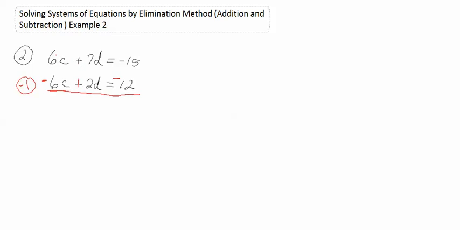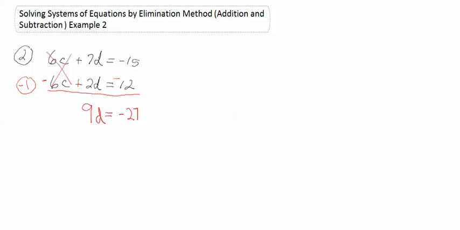Okay, now I look. 6 minus 6, is that 0? Can I eliminate the c? In this case, I can. Now I've got a positive 7, a positive 2. 7 plus 2 is 9d. And then I go ahead over here and I'm going to add negative 15 and a negative 12 is negative 27. Okay, the next step is just like we're solving any equation.